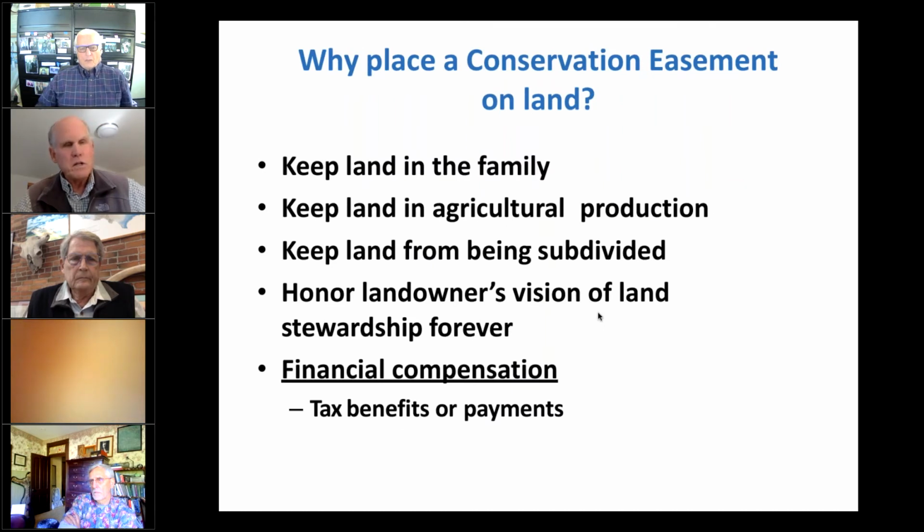Why would a landowner do this? There are many emotional reasons. To keep it in the family. Sometimes they don't trust their kids to inherit it. Let's get real here. And to honor a vision of stewardship, and once again, the money.